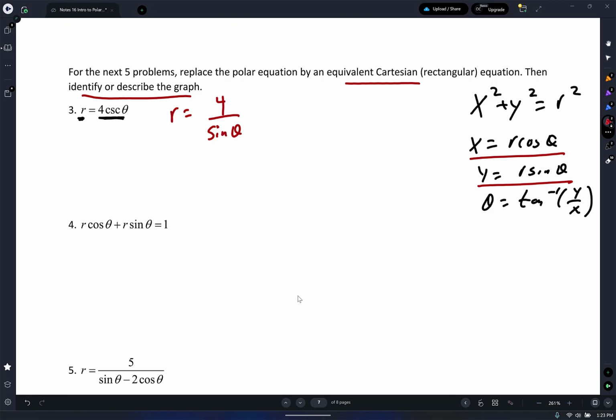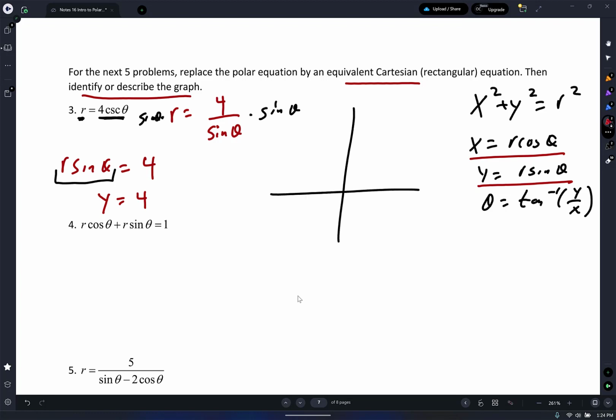So I'm going to go times sine theta times sine theta. When you do that, you're going to have r sine theta equals 4. And I know that r sine theta is a y. So this is that. So when I graph this, you're just going to have a linear line at 4.